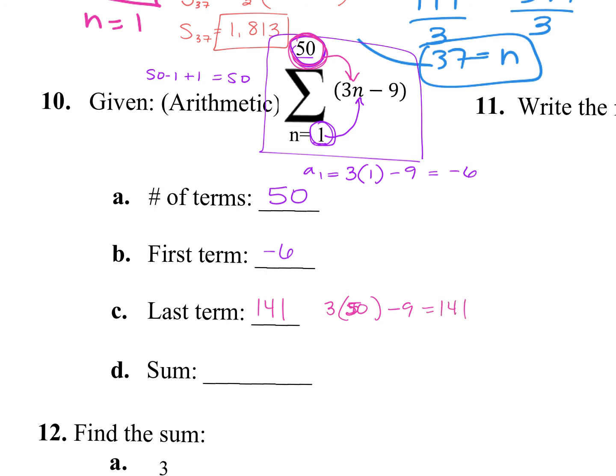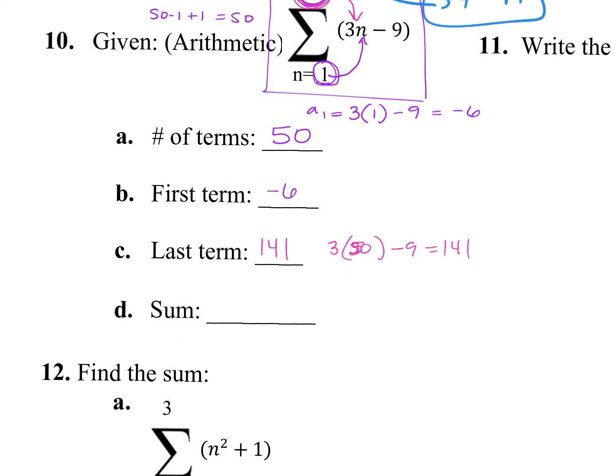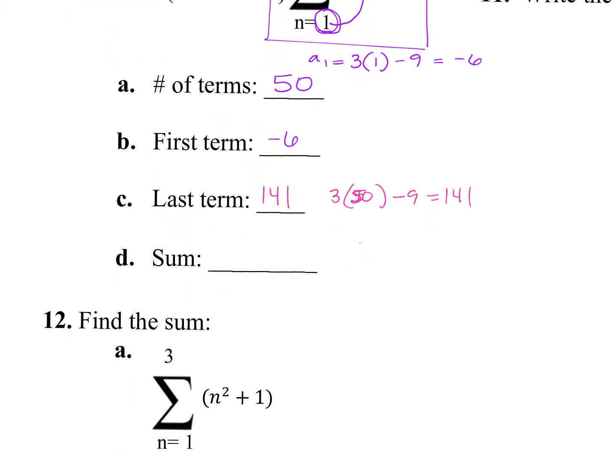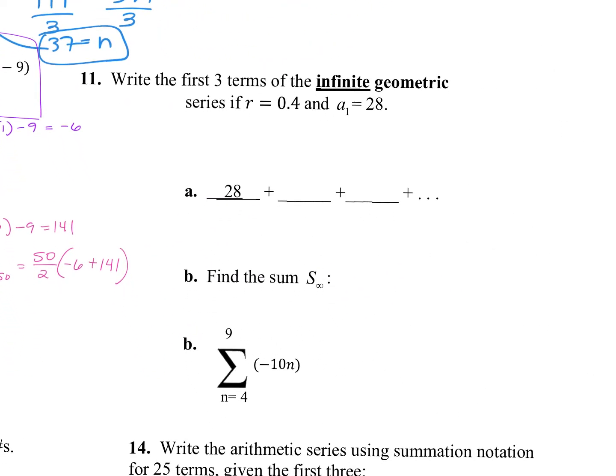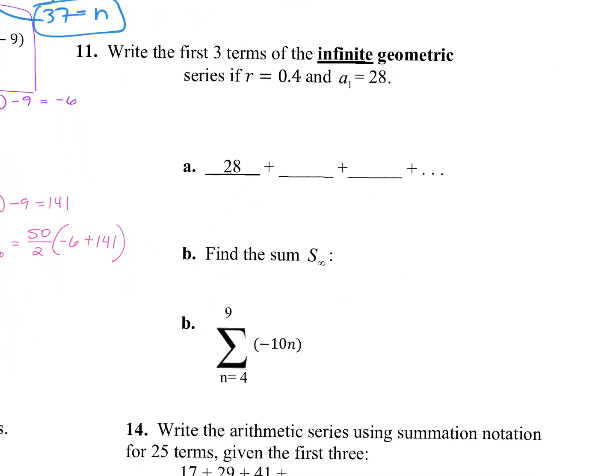Then to find the sum, we're going to plug those things into the sum formula. The sum of those 50 numbers is 50 divided by 2 times the first term plus the last term. When you plug that into your calculator, you get 3,375.